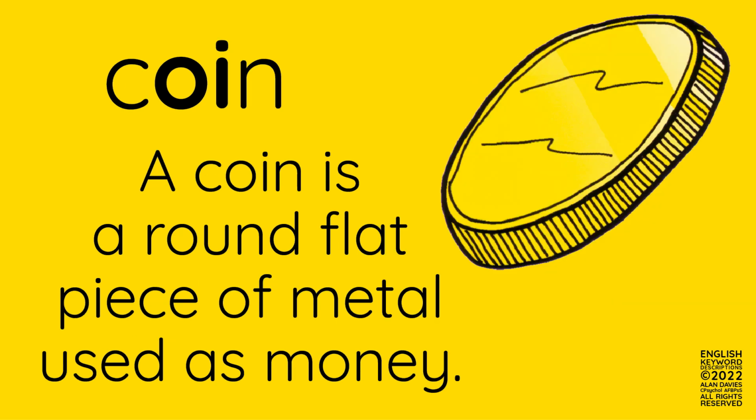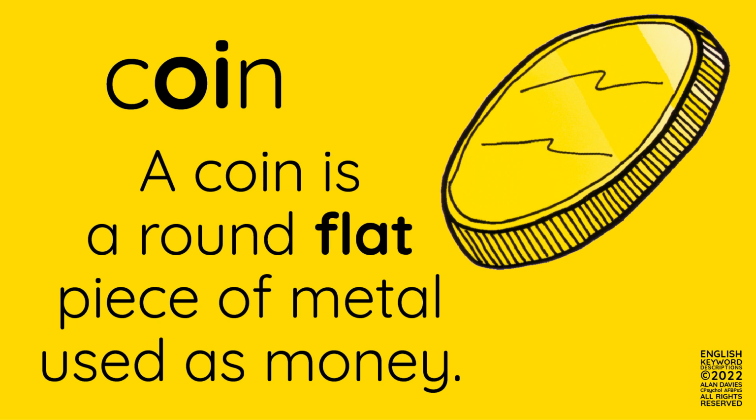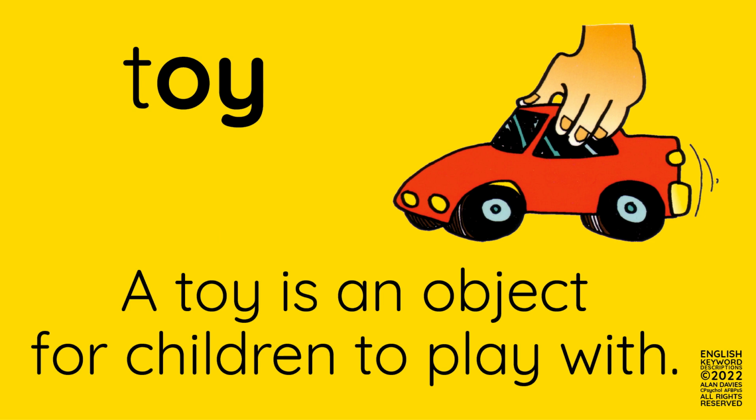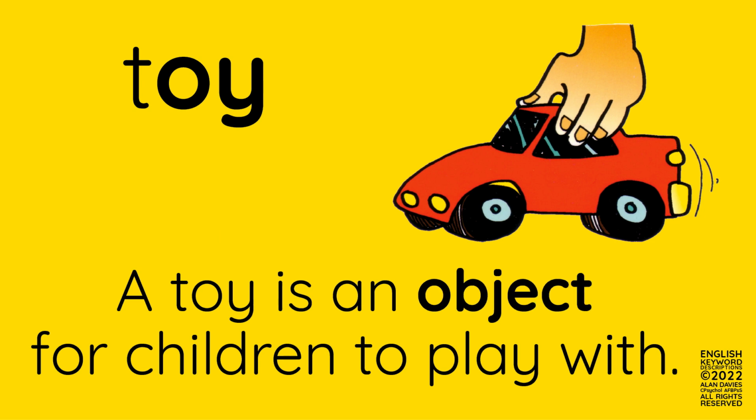Coin. A coin is a round, flat piece of metal used as money. Toy. A toy is an object for children to play with.